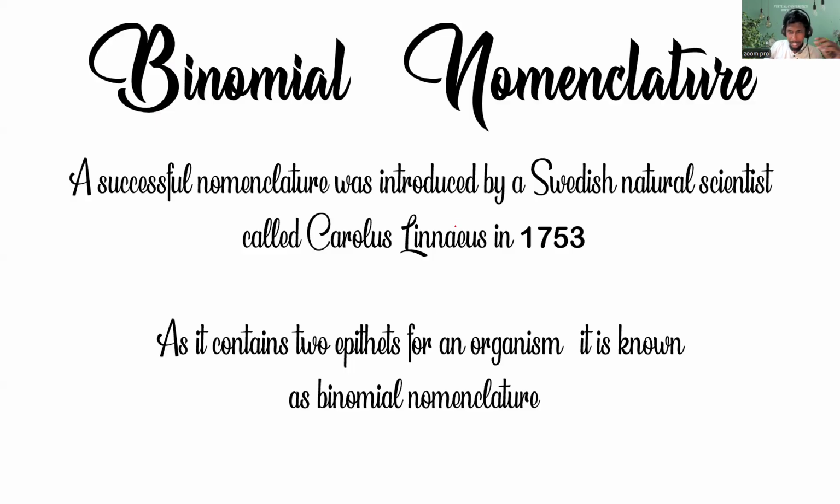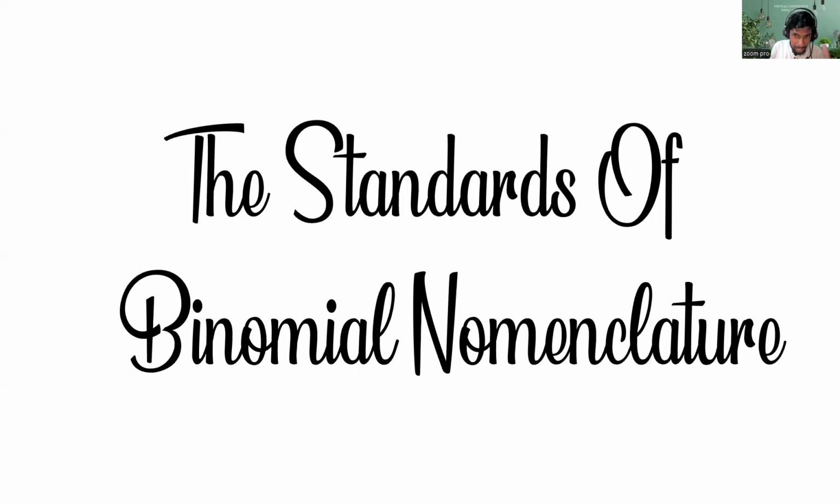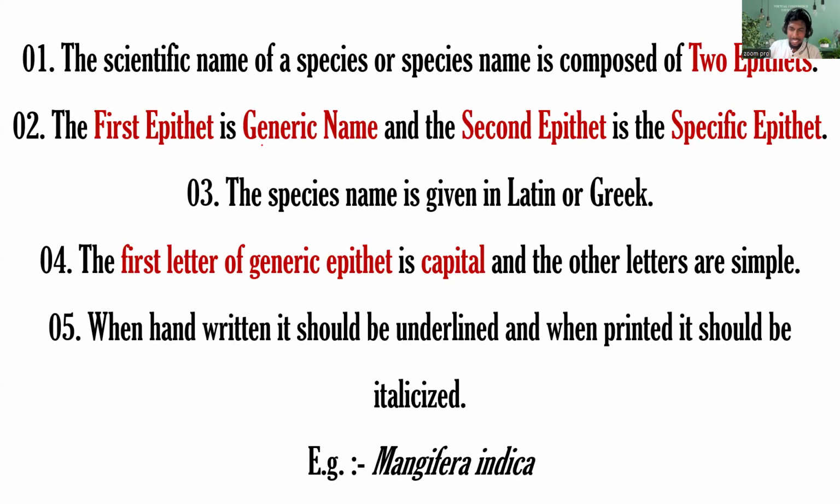So binomial nomenclature is the naming process, right? Introduced by Carolus Linnaeus. Each and every name contains two parts. What are the parts? The generic name and the specific name. You may have a doubt: what is the generic name and what is the specific name?